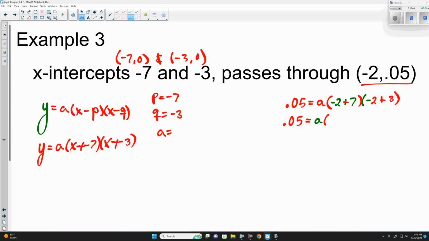Now we can simplify these here. Negative 2 plus 7 is 5, and negative 2 plus 3 is 1, and we will get 0.05 because negative 2 plus 7 is 5, negative 2 plus 3 is 1, 5 times 1 is 5 times a is indeed 5a. What do we need to do next? We need to divide everything by 5. Which tells us a is 0.01 or 1 over 100.